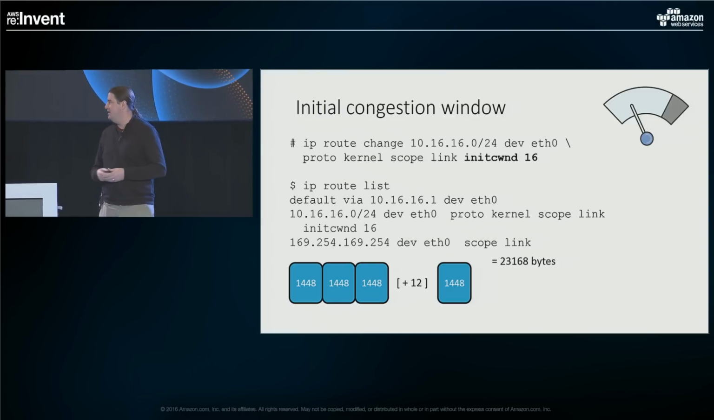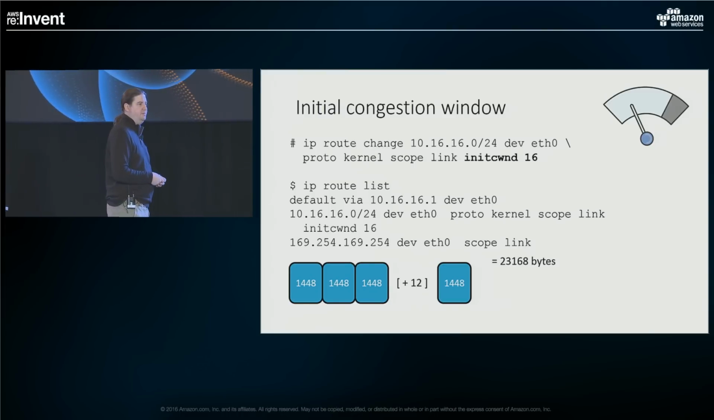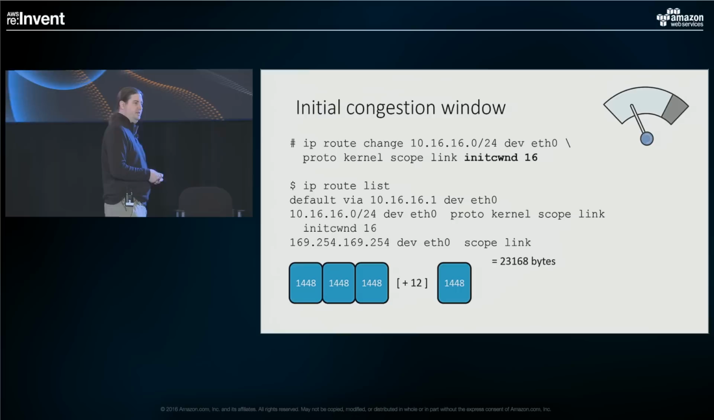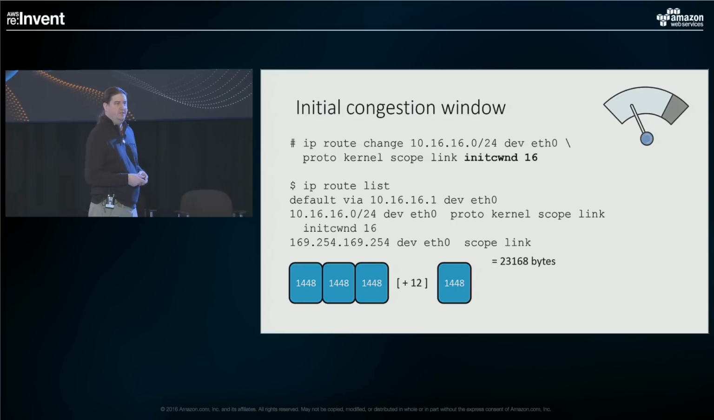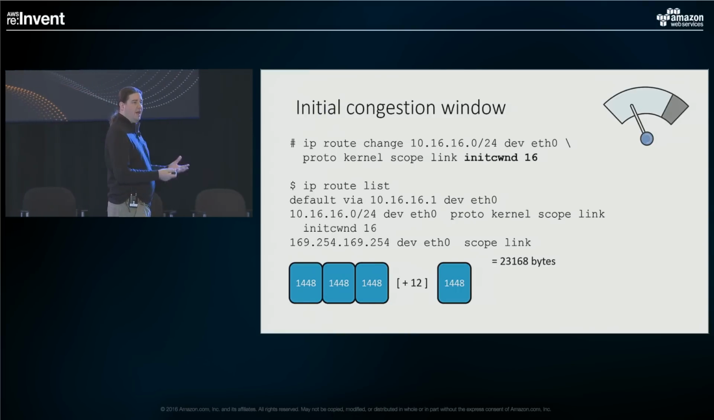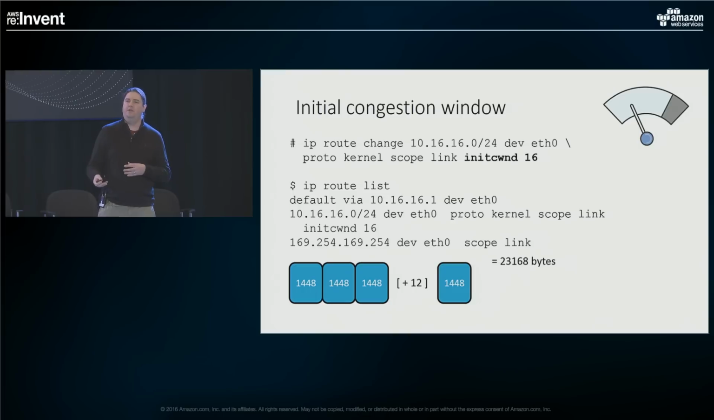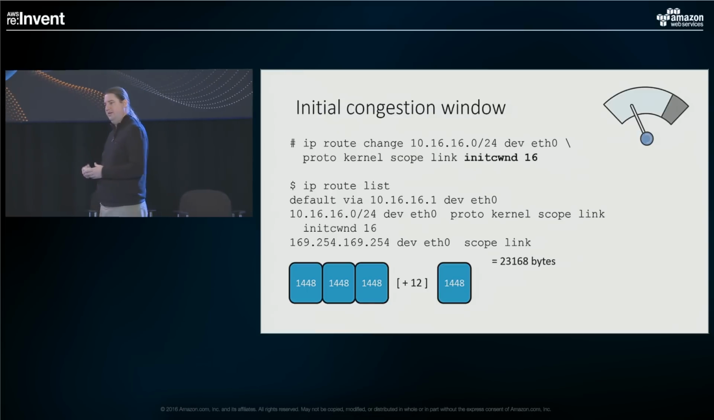But once I do change it, you can see that it now shows up in the updated output of listing my routes. And now I've updated that initial congestion window to 16 packets. And at 16 packets, I've now gone from 4,300 bytes to over 23K before I wait for that first acknowledgement.